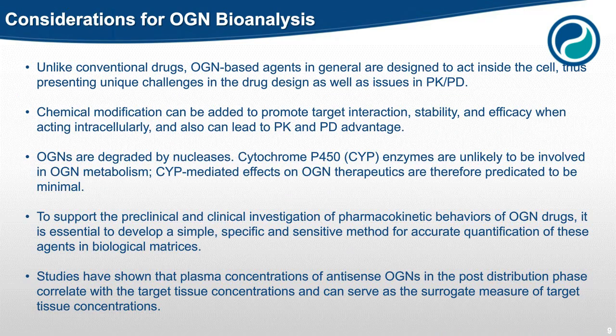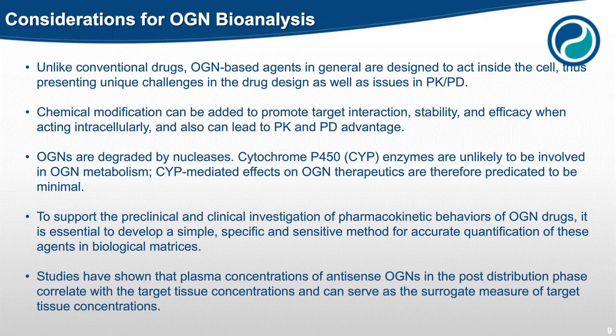Given their unique features and mechanism of action, there are specific considerations for bioanalysis of OGN therapeutics. In general, they are designed to function inside the cells and therefore present unique challenges for drug design and PK/PD studies. Chemical modifications can be added to promote target interaction, stability, and efficacy, and also lead to PD/PK advantage. They are usually degraded by nucleases instead of cytochrome P450 enzymes, and therefore cytochrome-mediated effects on OGN therapeutics are predicted to be minimal. To support the preclinical and clinical PK studies of OGN drugs, it is essential to develop a simple, specific, and sensitive method for an accurate quantification in biological matrices.